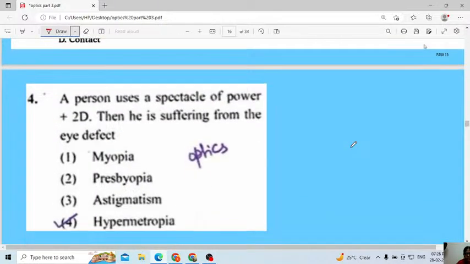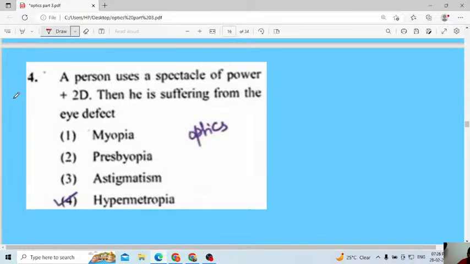Then this one, last year HSTR question. If I write in the red pen, can you see here? Can I change the color or is it visible? This is also a little blur, because I took this from the question paper. In the question paper itself it is dim. A person uses a spectacle of power plus 2D. Then he is suffering from the eye defect, hypermetropia.